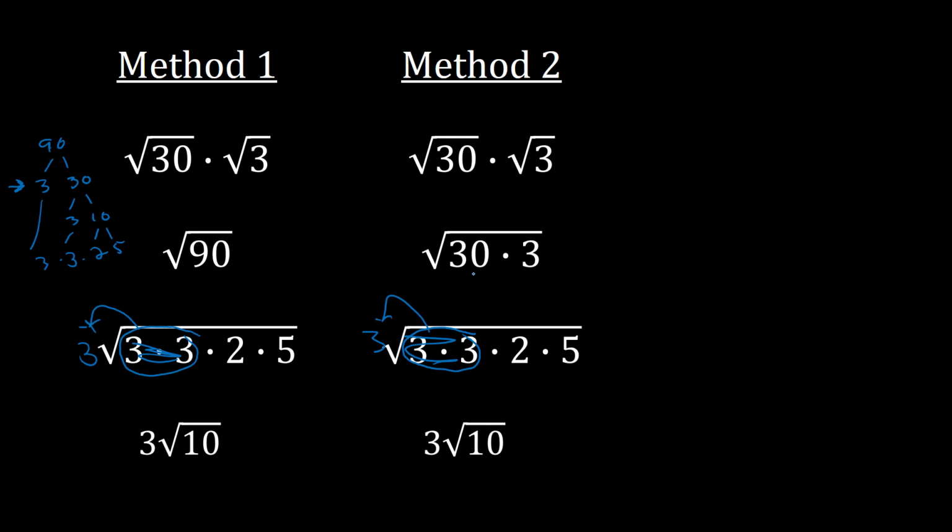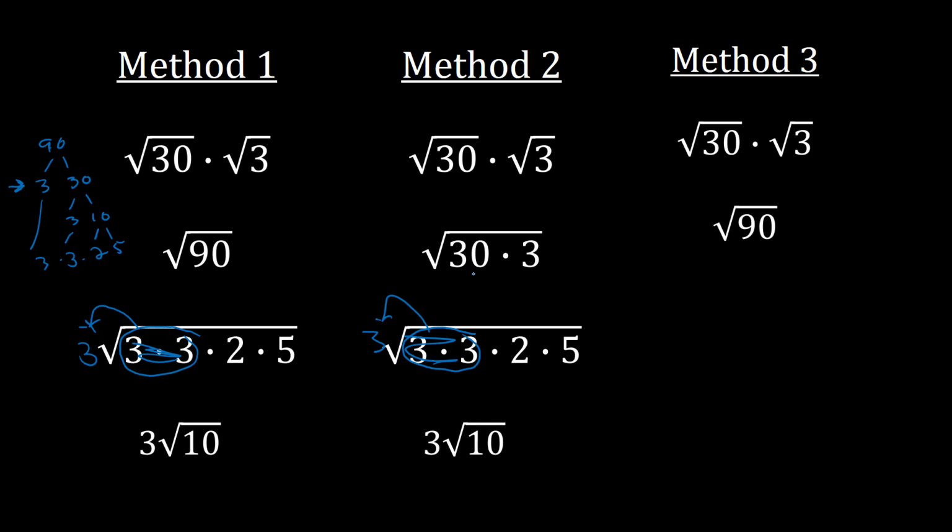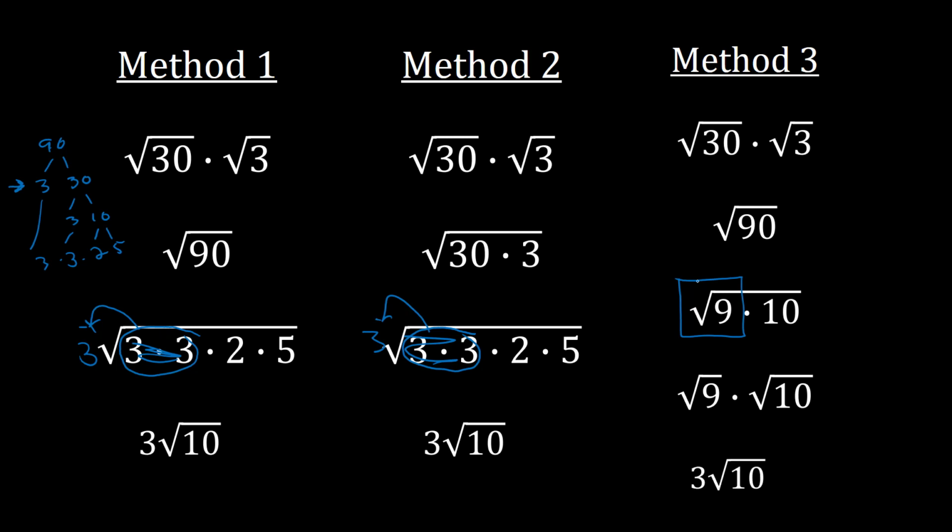And actually there's a third method, and it doesn't matter which method you use. Pick one that's easiest for you, and just be aware that there are multiple ways that you could do this. So method 3 would be combining, and then instead of breaking it apart to be 3 times 3 times 2 times 5, I can break it apart to be 9 times 10. And then the square root of 9 is a perfect square. Right here is a perfect square. So I can separate that and get the square root of 9 times the square root of 10. So then from here, the square root of 9 is 3. So my answer would be 3 times the square root of 10. So either method is okay. Just pick one that you are comfortable with and get the correct solution.